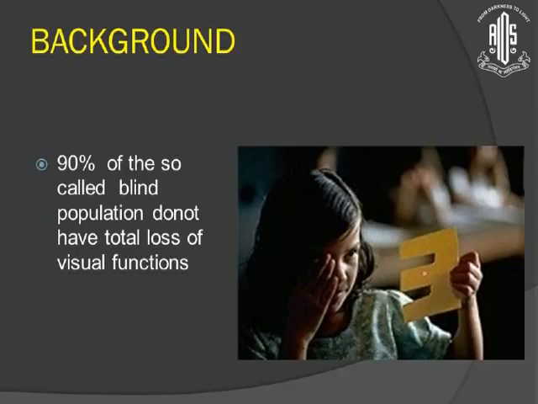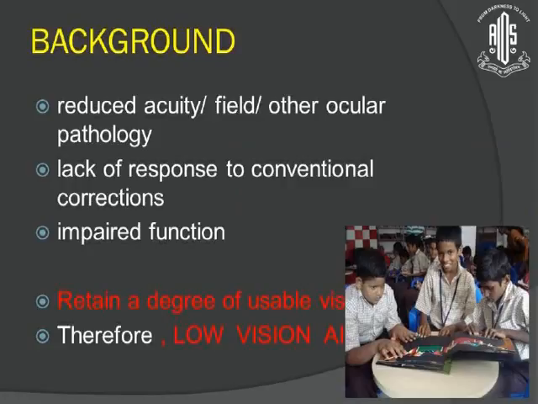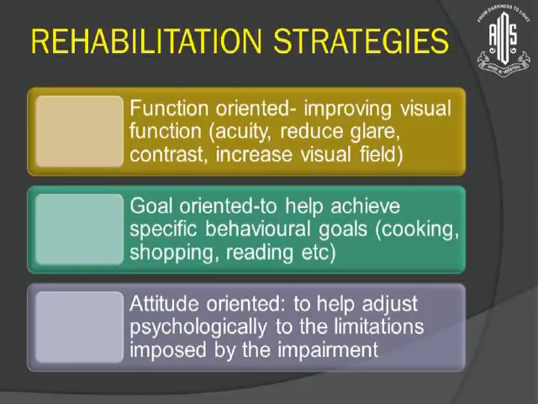90% of the so-called blind population do not have a total loss of visual functions. What they have is reduced acuity, reduced field, or other ocular pathology, which leads to a lack of response to conventional corrections and which results in impaired function. So most of them retain a degree of usable vision, and it is in this place that low vision aids become handy. Rehabilitation strategies in a child with low vision are focused on three areas.